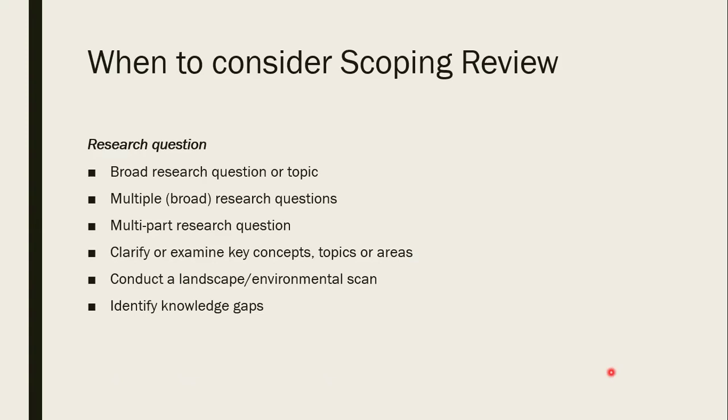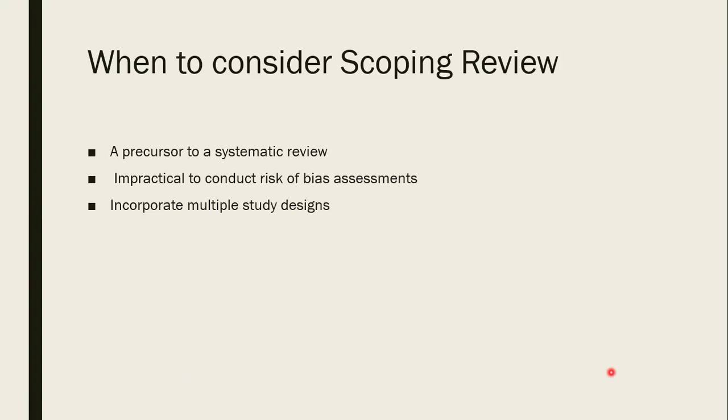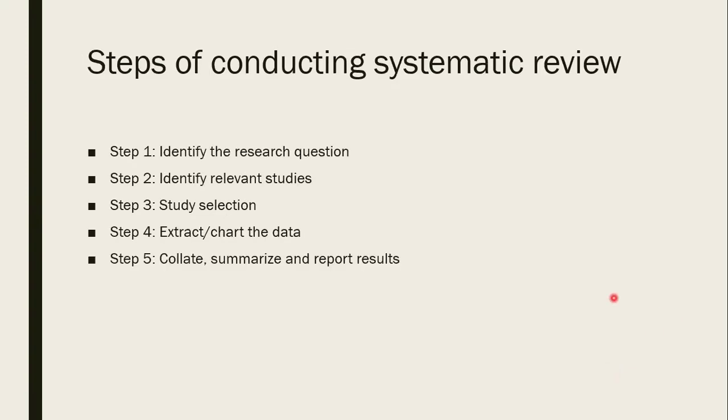Consider a scoping review when you have a broad research question, a multi-part research question that needs to be clarified, or to examine the key concepts, topics, or areas to conduct a landscape or an environmental scan, or to identify knowledge gaps. When to consider scoping review? It's a precursor to a systematic review. It's impractical to conduct risk of bias assessment and to incorporate multiple study designs.